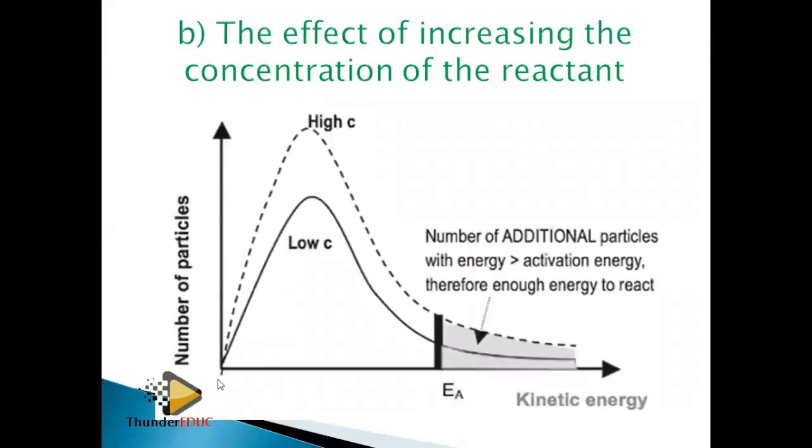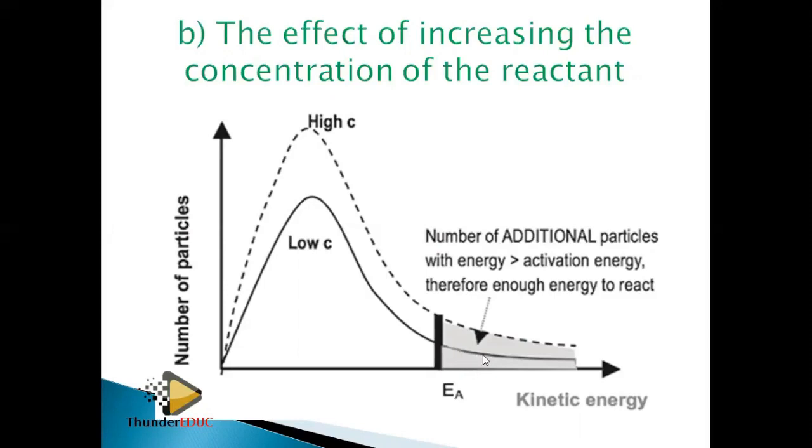Here is a graph trying to show you what will happen if you have a low concentration and what will happen if you have a high concentration. This is the number of particles, this is the kinetic energy, and this is the number of particles which have more kinetic energy compared to activation energy. When you have a low concentration, the number of particles is fewer. Then it means that you have fewer particles which have kinetic energy greater than the activation energy.